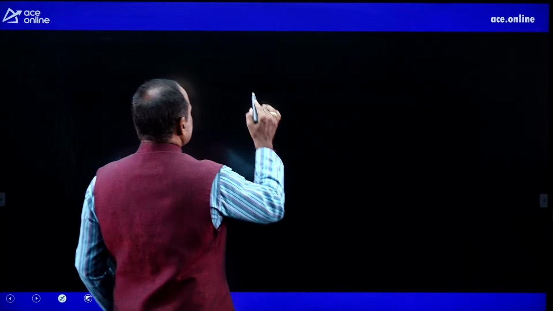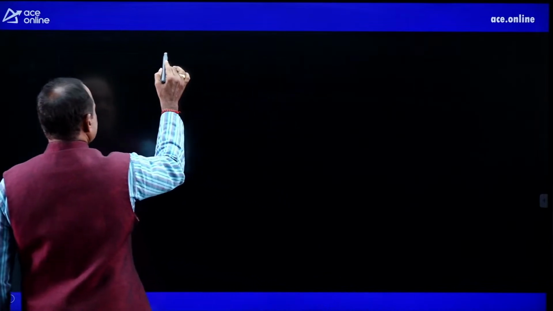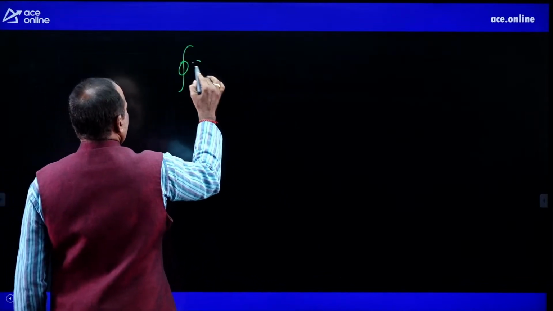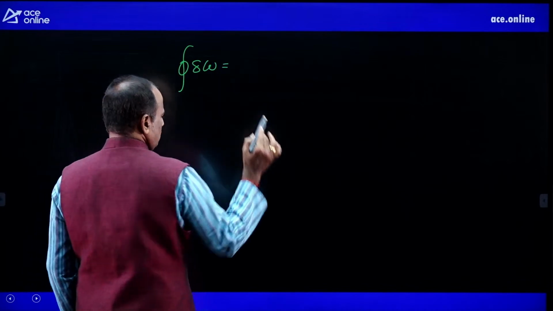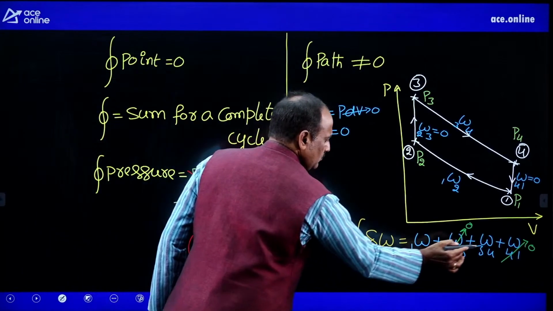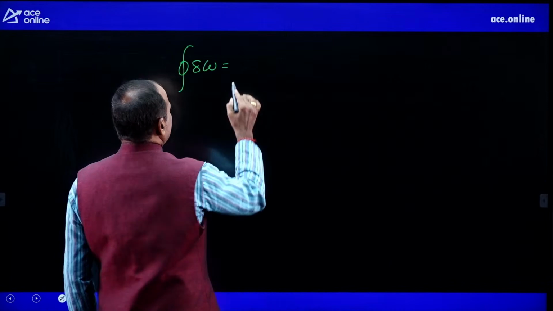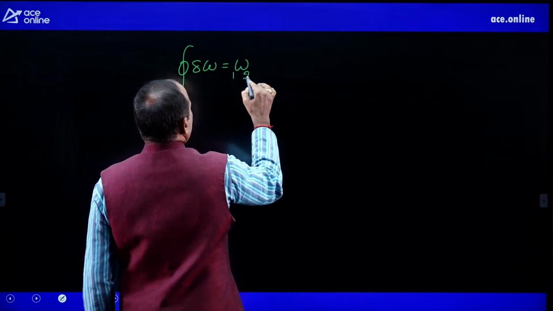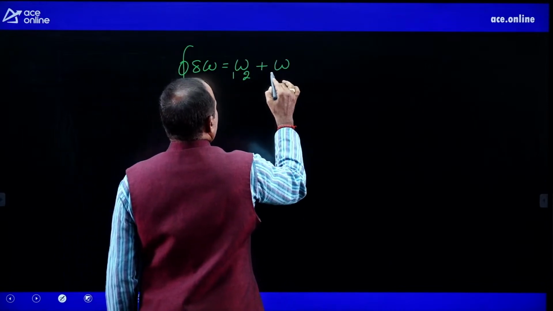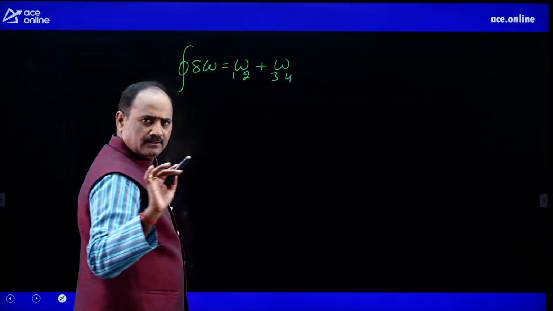Then what is the cyclic integral of thermodynamic work? It is equal to work for 1 to 2 plus work for 3 to 4.